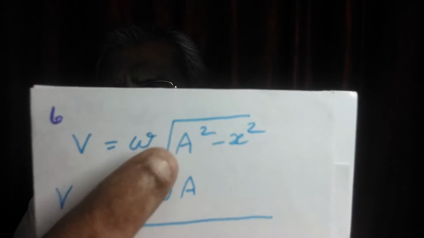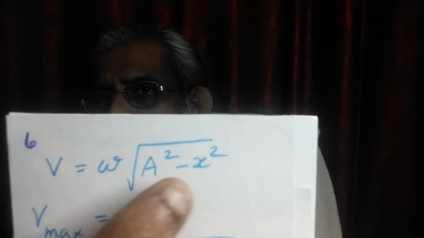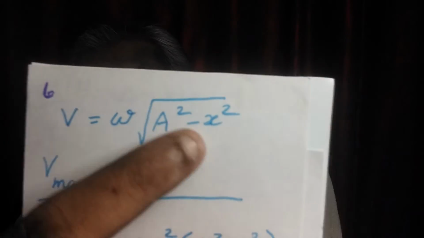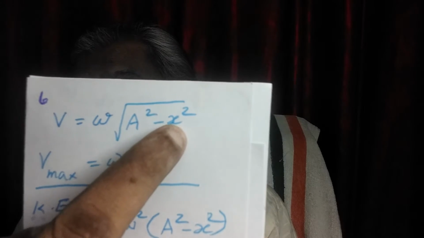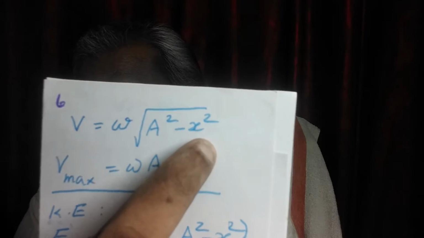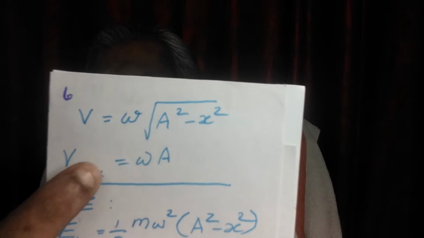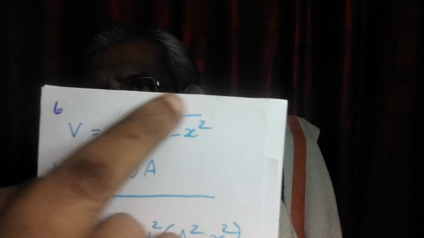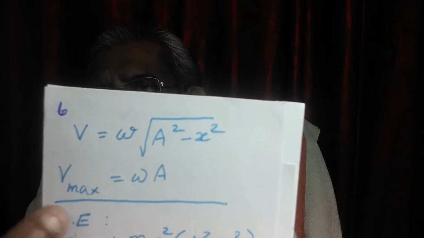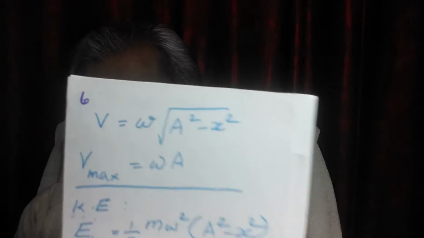v equals omega into square root of a square minus x square. This is the expression for velocity when the oscillator is at a distance x from the mean position or resting position or midpoint. When the oscillator is at the mean position, we will take x as 0. Now the velocity v is a maximum given by v maximum equals omega into square root of a square minus 0 square, or v maximum equals omega into a.